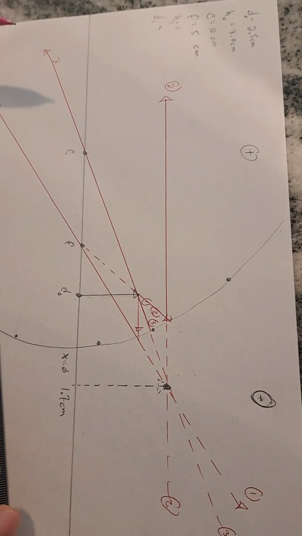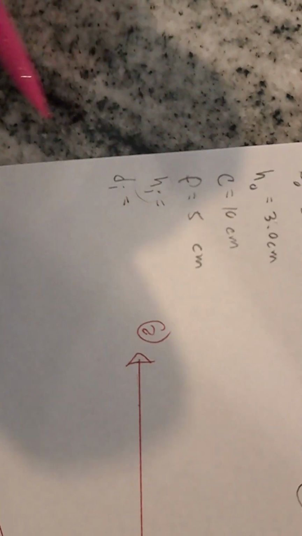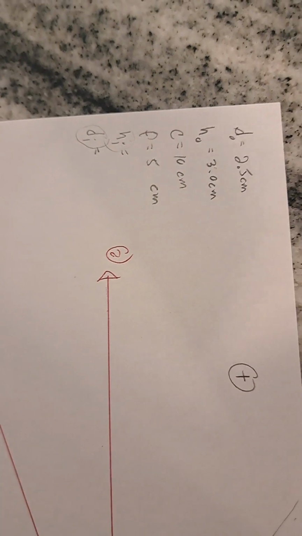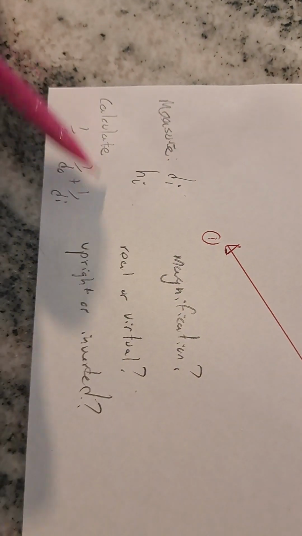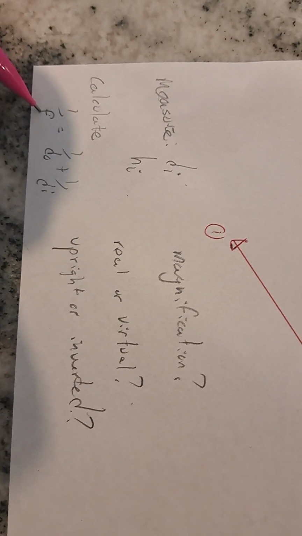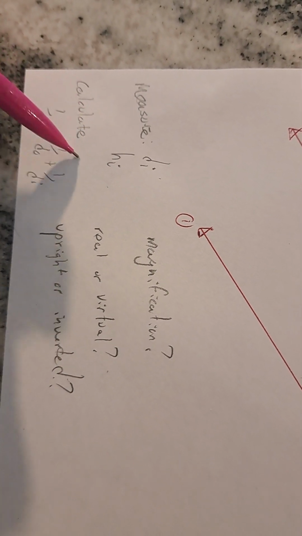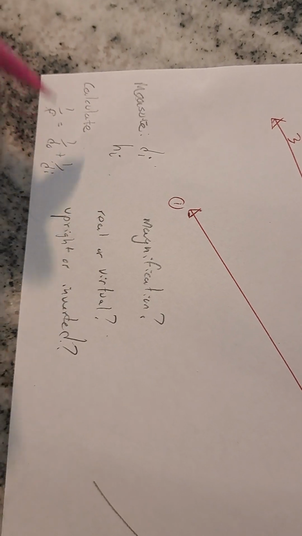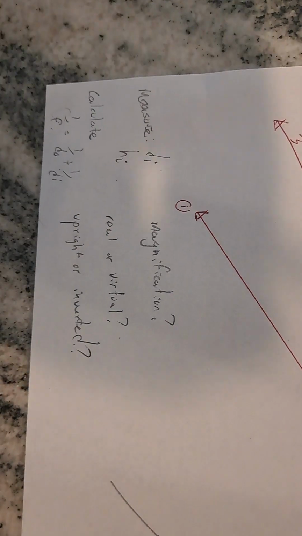Now your job is to go to your drawing and measure HI, the height of the image. You have to measure DI. Don't use my 1.7 because you probably have something different. Come to the bottom, so you're going to record that here as well. You're going to calculate the focal point, just like video 1, using the mirror formula, 1 over F equals 1 over DO plus 1 over DI. But be careful of the signs on your DO and DI, and make sure that you're actually calculating F. Again, F is 5 centimeters.